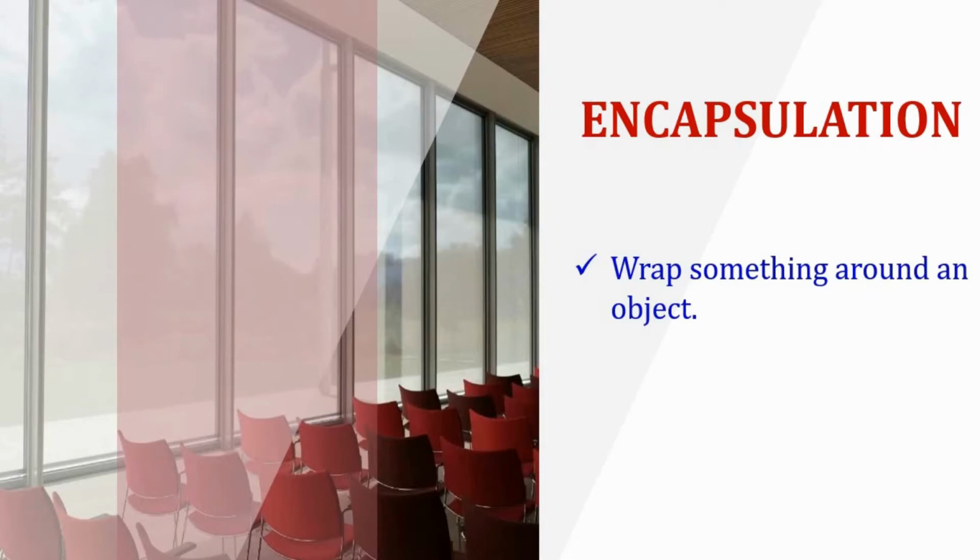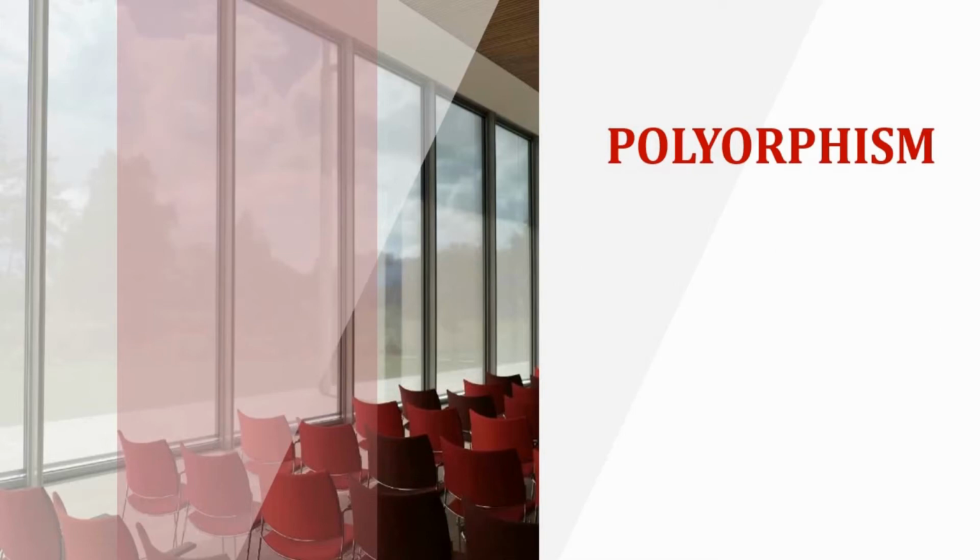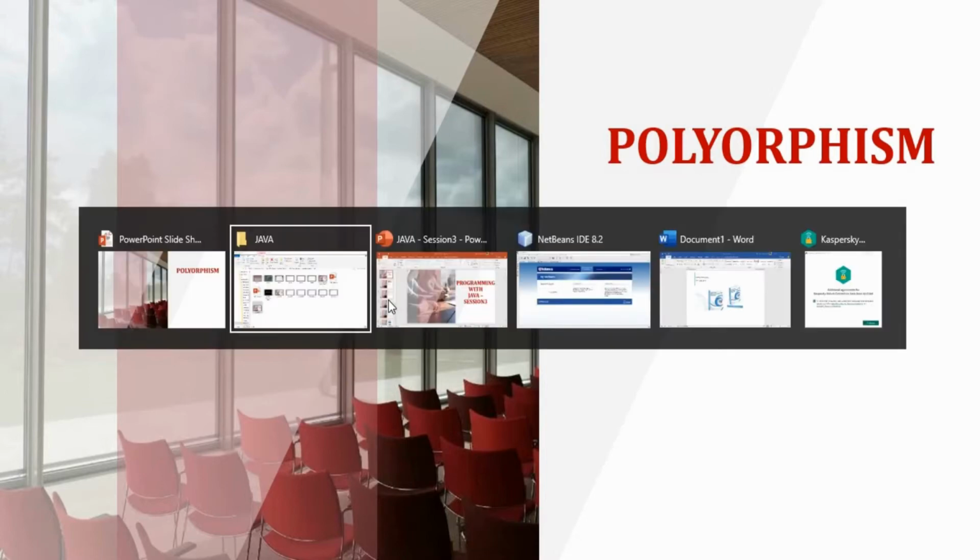So here encapsulation is nothing but hiding the background details. That is nothing but wrapping something around an object. Here wrapping means hiding the background details. In Java or any other programming language, we can implement encapsulation with the help of access specifiers. So we can have an illustration of encapsulation.